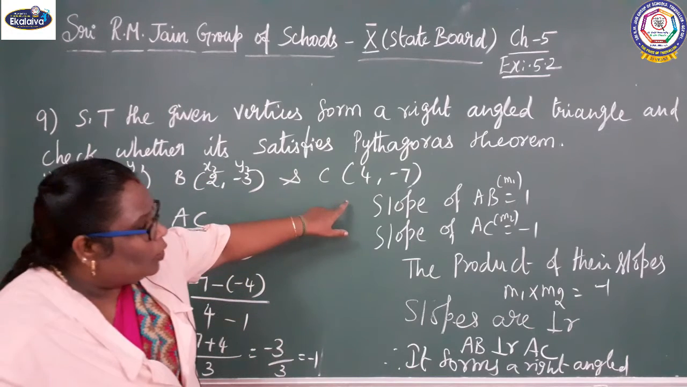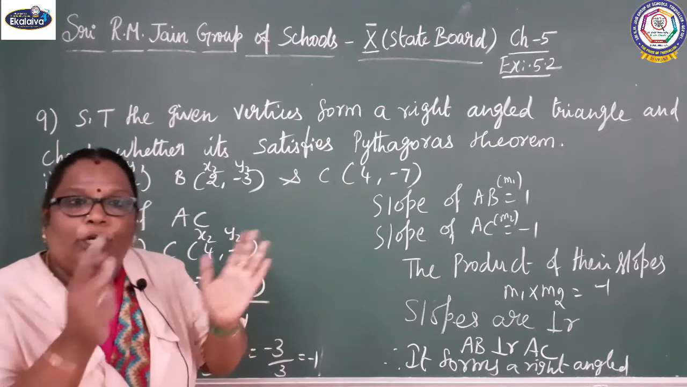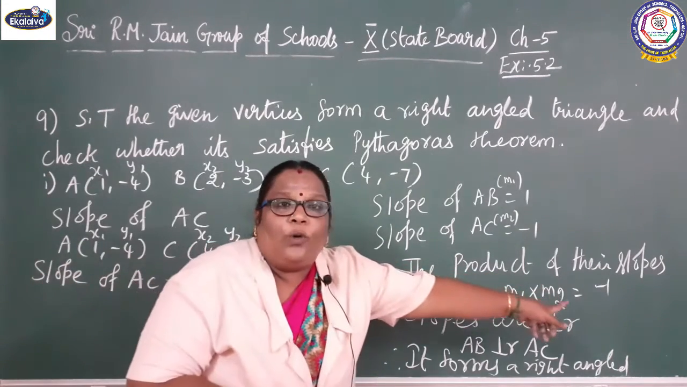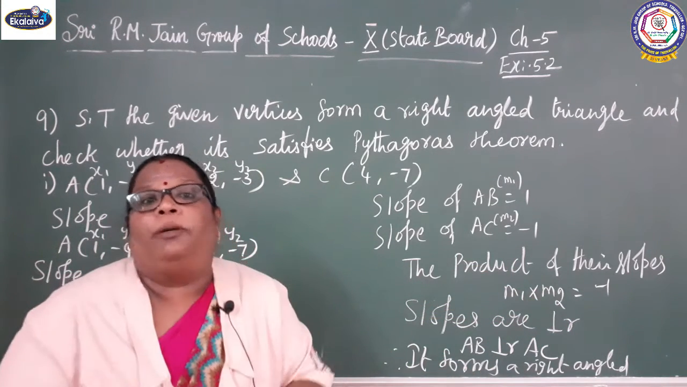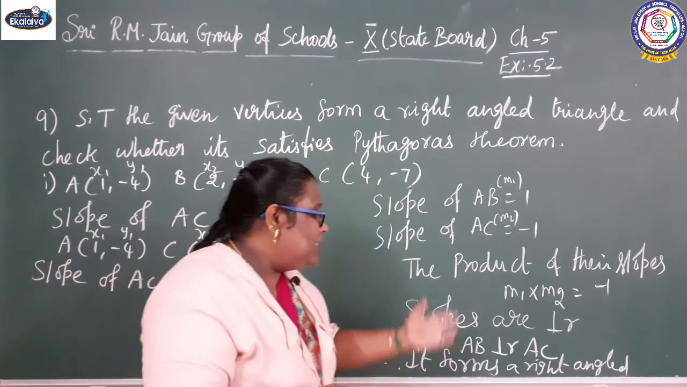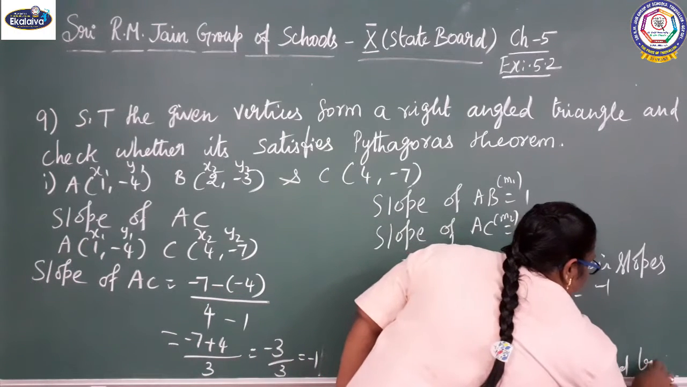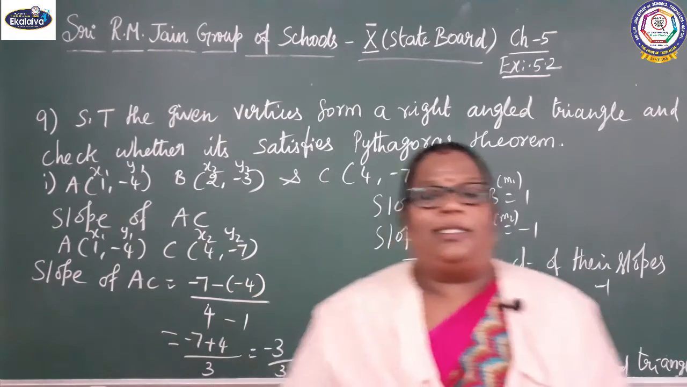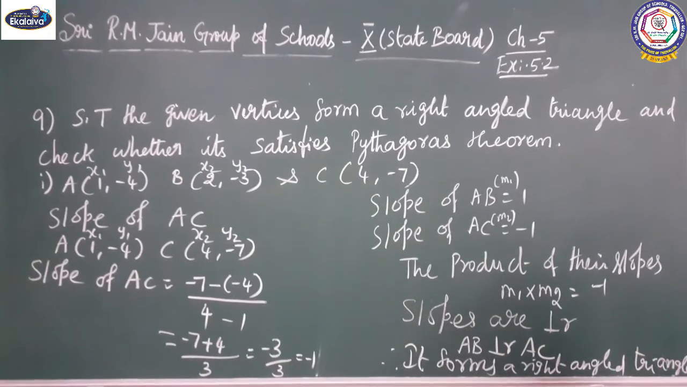See here, slope of AB into slope of AC, that is M1 into M2, the product of the slopes. What is the product of the slopes we are getting? The value is equal to minus 1. If the value is equal to minus 1, definitely the two slopes are perpendicular. If it is perpendicular, the angle should be 90 degrees. 90 degrees means definitely it forms a right angle triangle. Then we will check whether it satisfies the Pythagoras theorem, because if it is a right angle triangle, definitely it should satisfy the Pythagoras theorem.